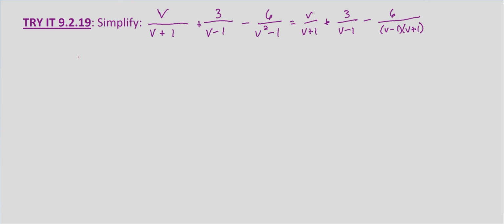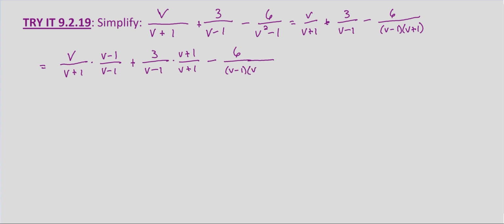So we're just going to rewrite this by multiplying the numerator and denominator by what each denominator is missing. So we have v over v plus 1, times v minus 1 over v minus 1, plus 3 over v minus 1 times v plus 1 over v plus 1, and minus 6 over, we already have the least common denominator here, v minus 1 times v plus 1.